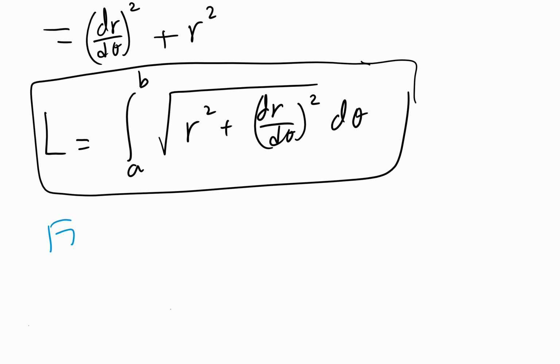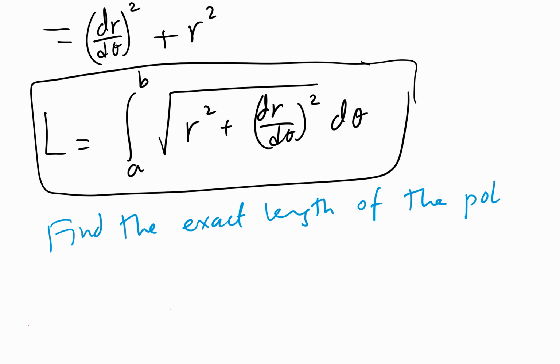Find, as an example, the exact length of the polar curve r equals 2 times 1 plus cosine theta.